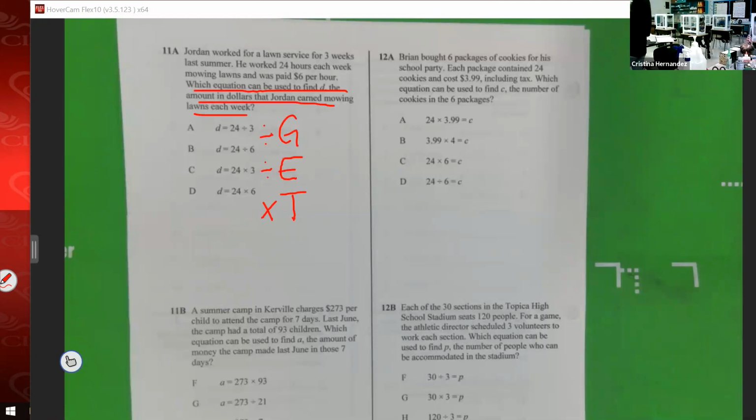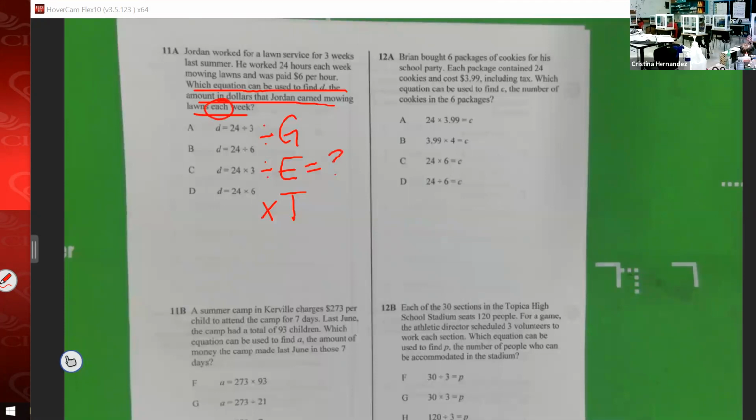Which equation can be used to find D, the amount of dollars that Jordan earned each week? So what's missing? What letter is going to be missing? No, what's this word right here? Each. So what are we going to be doing? We already know we're going to be doing something. What letter is going to be missing? Each. So we have our total.